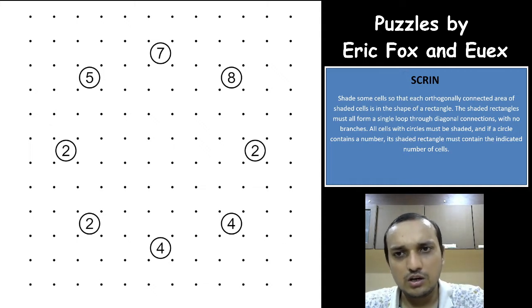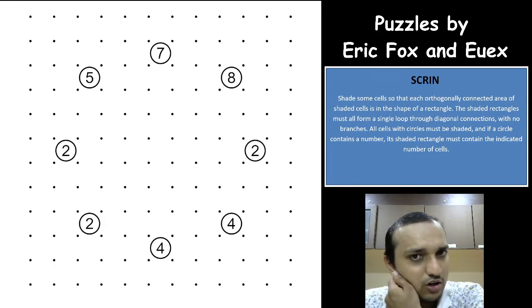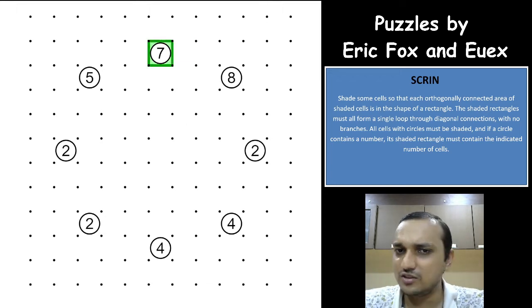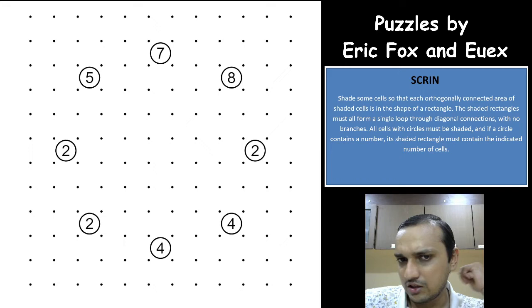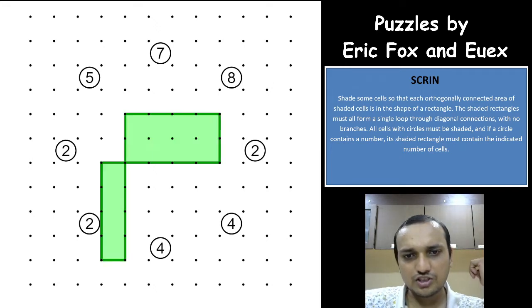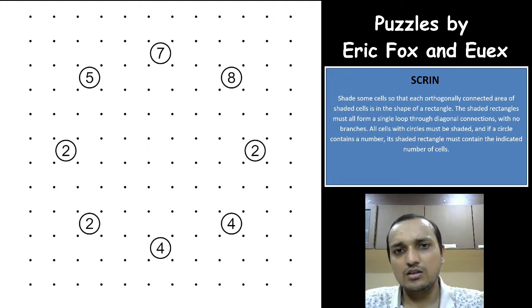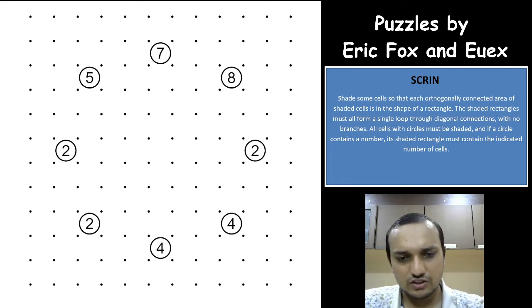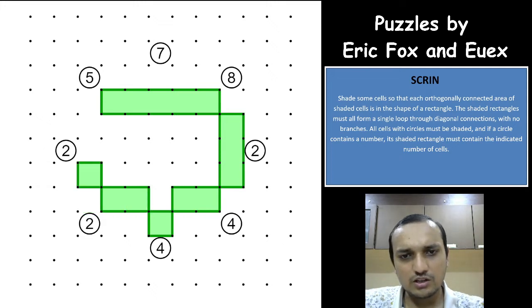You have to shade some cells such that each orthogonally connected area of shaded cells is in the shape of a rectangle. So for example, you can have a rectangle of this shape or anything. And the shaded rectangles must all form a single loop through diagonal connections. What does that mean? For example, you have a rectangle here, here, and here. So this is what the rule says.